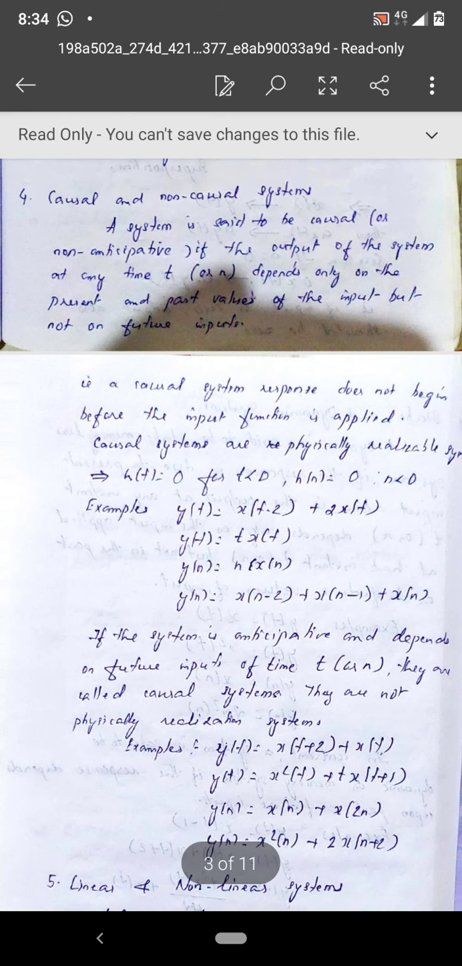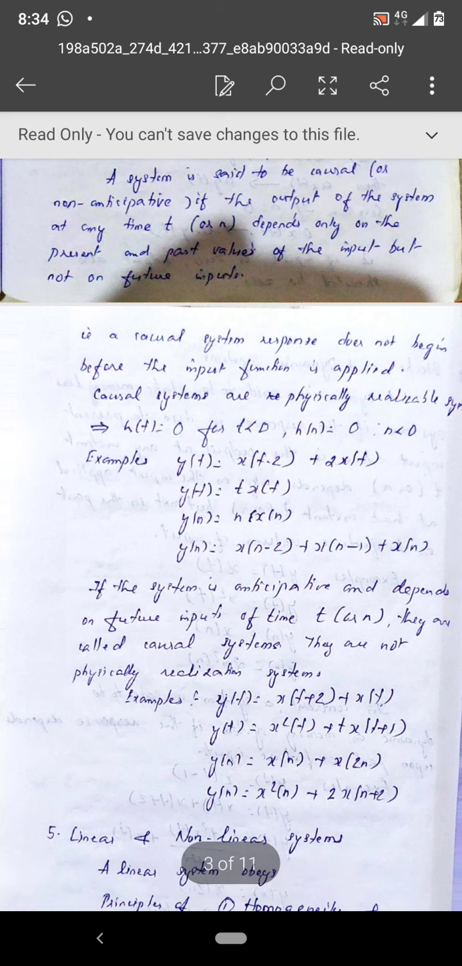And one more thing is that all physically realizable systems are causal systems. Whatever circuits you see now in the lab as well as whatever devices you have, they all have circuits. All these are causal systems, because whatever physically realizable systems you have, they all depend on past as well as present inputs, and that is why they are all causal systems.